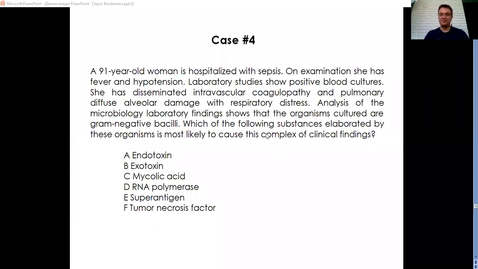Okay, people. In this case, we have to deal with a gram-negative organism. What may it produce to induce sepsis?